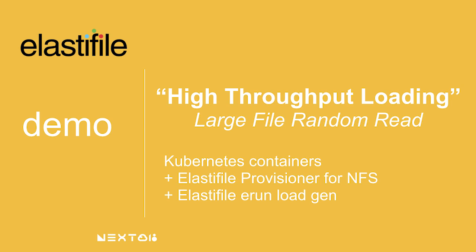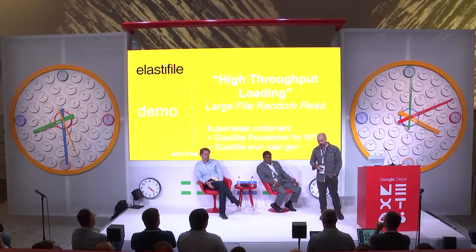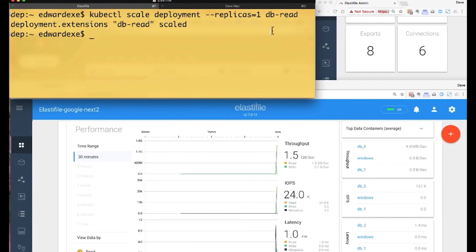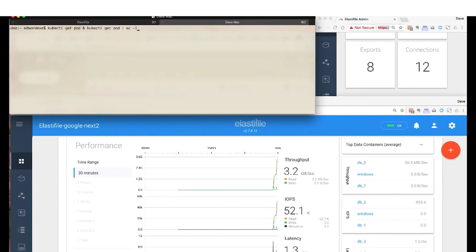Second profile, large file random reads. So you have big bulk files. This might be media and entertainment or genomics or something where you have these massive media or image files that need to be loaded up quickly for processing, whether that's for AI or ML or something else like that. We'll show you how we do there. So watch the throughput here. We're trying to get to gigabytes per second.